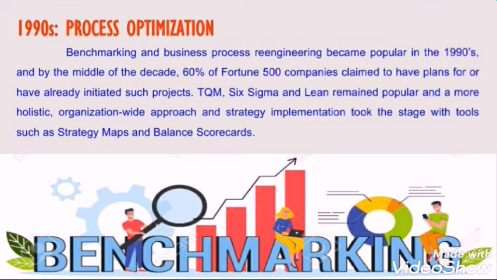1990s. Process optimization. Benchmarking and business process reengineering became popular in the 1990s. And by the middle of the decade, 60% of Fortune 500 companies claimed to have plans for or have already initiated such projects. TQM, Six Sigma, and Lean remained popular, and a more holistic, organization-wide approach to strategy implementation took the stage with tools such as strategy maps and balanced scorecards.